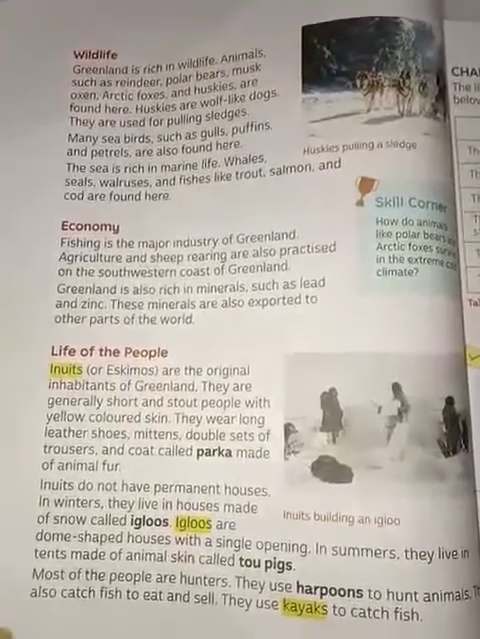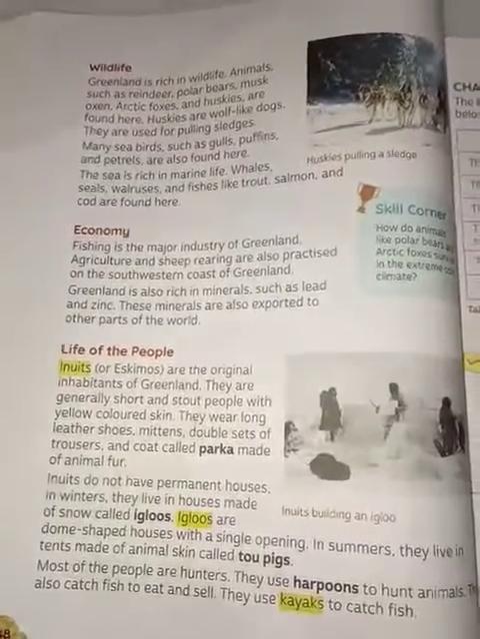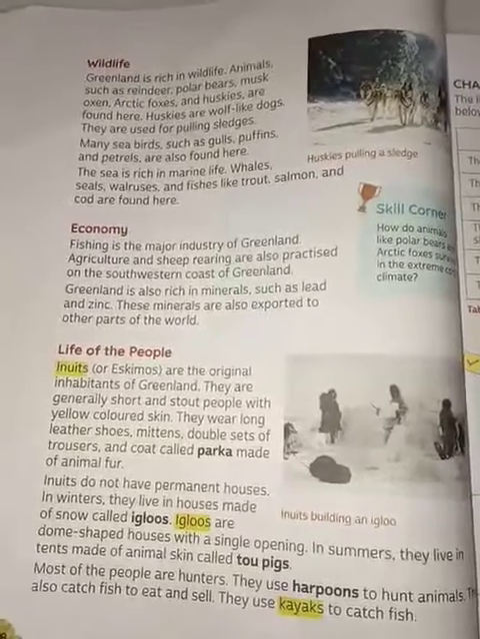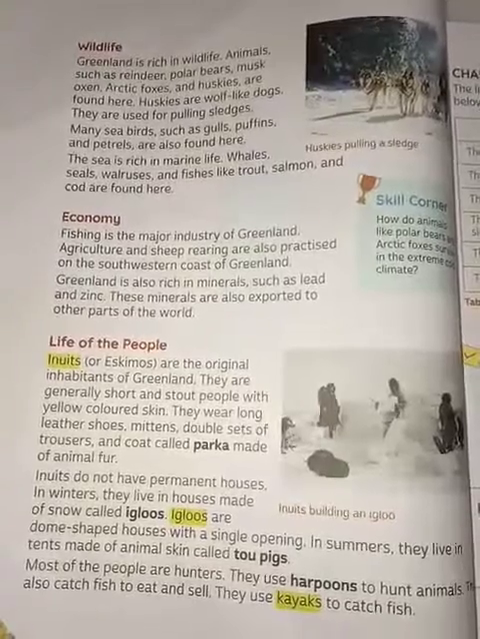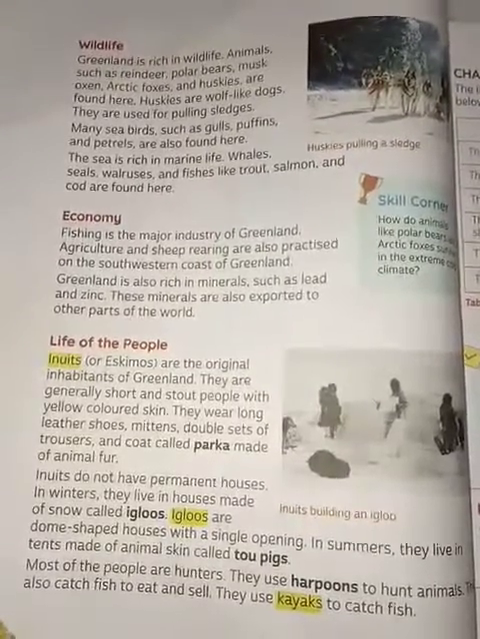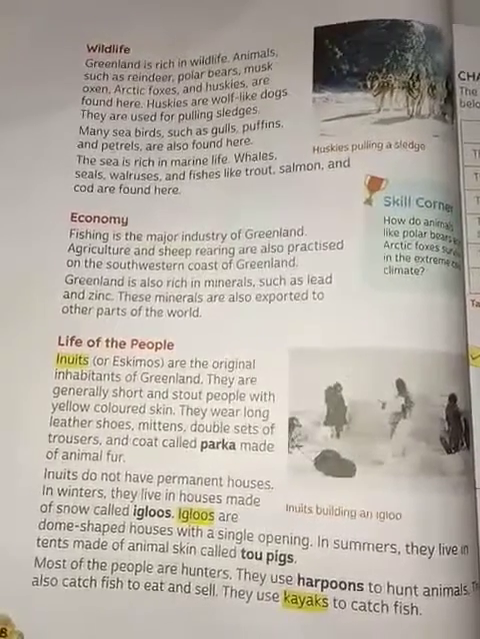Coming to the economy, what is the major occupation which gives income for the region? Fishing is the major industry of Greenland. Agriculture and sheep rearing are also practiced over here, and it is rich in minerals like zinc and lead, and they export them to other parts of the world.